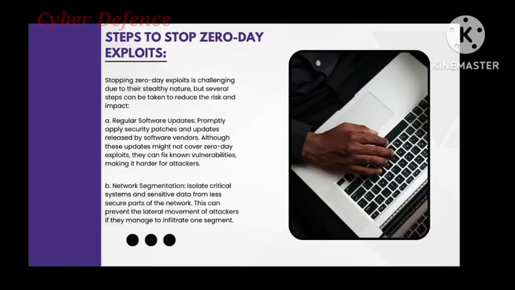Steps to stop zero-day exploits. Stopping zero-day exploits is challenging due to their stealthy nature, but several steps can be taken to reduce the risk and impact. A. Regular software updates: promptly apply security patches and updates released by software vendors. Although these updates might not cover zero-day exploits, they can fix known vulnerabilities, making it harder for attackers. B. Network segmentation: isolate critical systems and sensitive data from less secure parts of the network. This can prevent the lateral movement of attackers if they manage to infiltrate one segment.